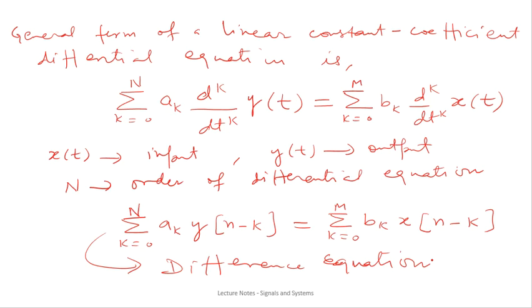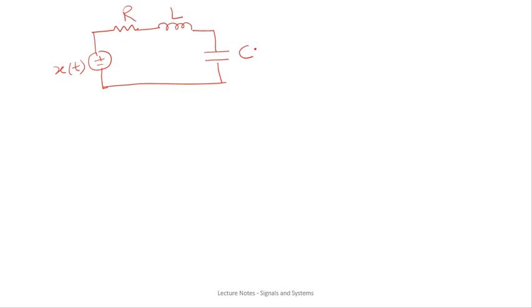The order represents the number of energy storage devices in the system. You can take one example of a simple RLC series circuit. Let us suppose that this is an RLC series circuit. This is the voltage source x(t), this is R, this is L, this is C. So this is a simple RLC series circuit.